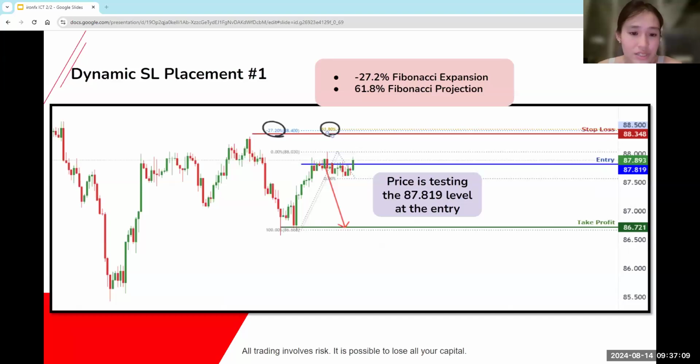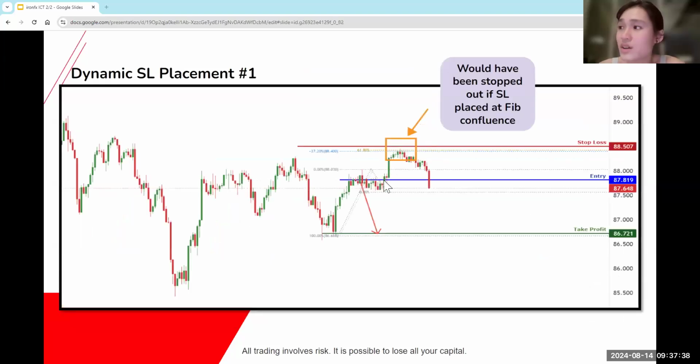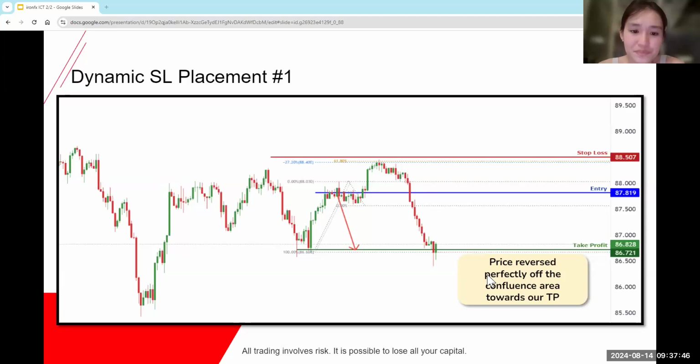Okay, so here you can see we have another couple of Fibonacci levels that line up, and it lines up with this swing high as well. So we're placing our stop loss below it, or before that level, and price is currently testing that 87.819 level at the entry. Okay, so instead, stop loss should be placed beyond it, to ensure that when price hits upwards, there's room for it to reverse and hit towards our take profit, like we see over here.